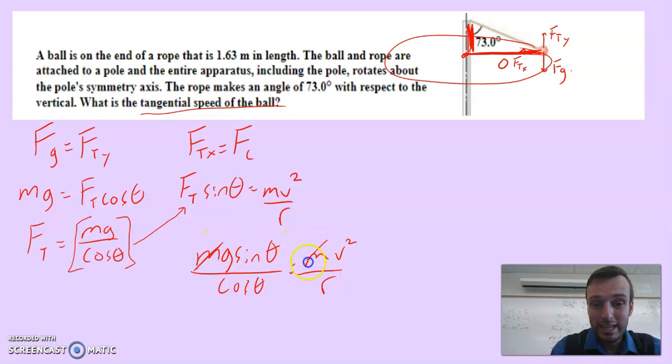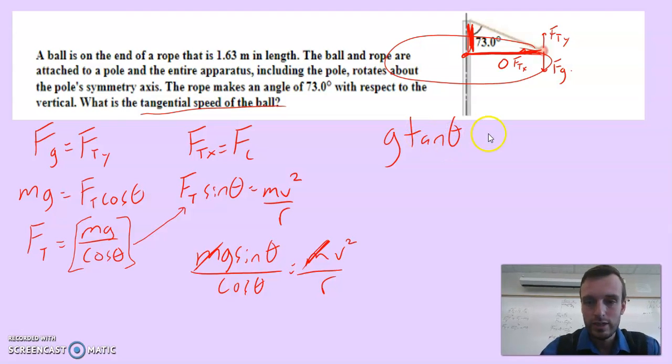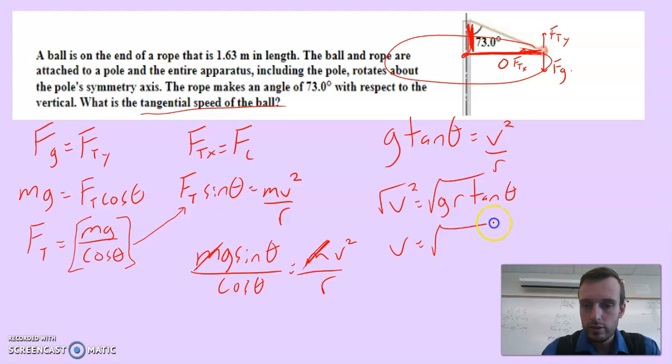Well, this is cool because the masses cancel, right? And I don't know if you guys know this or not. Maybe you do. g tan theta, right? That sine over cosine would be tan theta equals v squared over r. Now the question is asking us to solve for v, so I'll go ahead and do that. We got gr tan theta, and so I'd have to take the square root of both sides. The v would be the square root of gr tan theta.